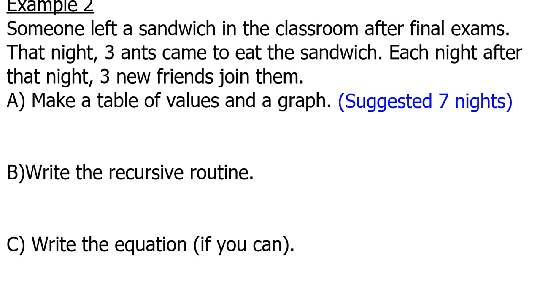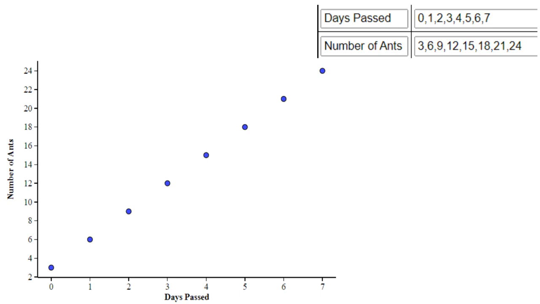So based on the table, what I had for my explanatory variable was the days passed, and I just went from 0 through 7, and the number of ants that would be appearing. And so we know on the original day of the final exams, we had the sandwich left, there were 3 ants, and then each night after that, 3 more ants were going to come, and so these were my outputs based on my inputs. And here's my scatter plot.